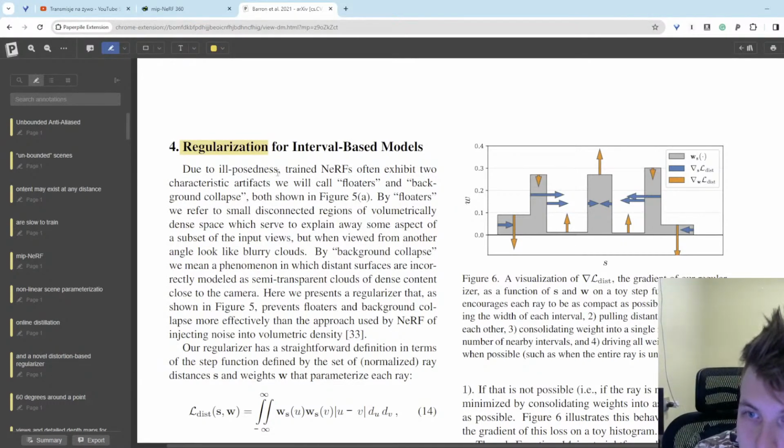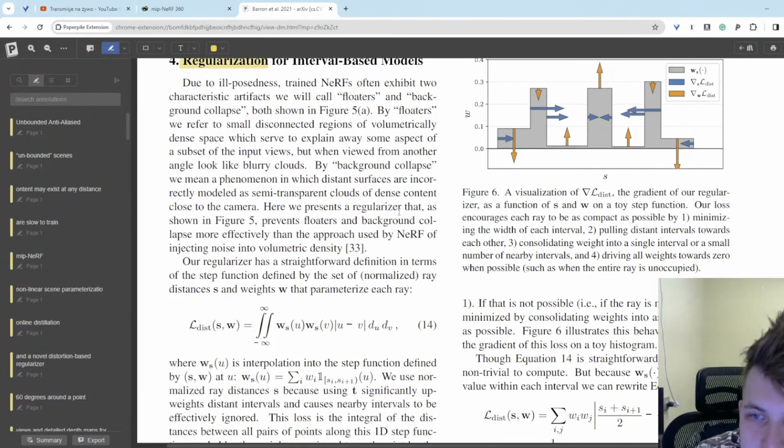Due to ill-posedness, trained NeRFs often exhibit two characteristic artifacts we will call floaters and background collapse, both shown in figure 5. By floaters we refer to small disconnected regions of volumetrically dense space which serve to explain away some aspect of a subset of input views, but when viewed from another angle look like blurry clouds. By background collapse we mean the phenomenon in which distant surfaces are incorrectly modeled as semi-transparent clouds of dense content close to the camera. Here we present a regularizer that, as shown in figure 5, prevents floaters and background collapse more efficiently than approaches used by NeRF or injecting noise into volumetric density.